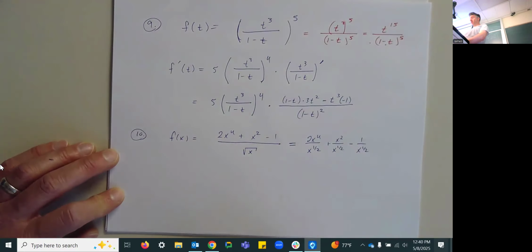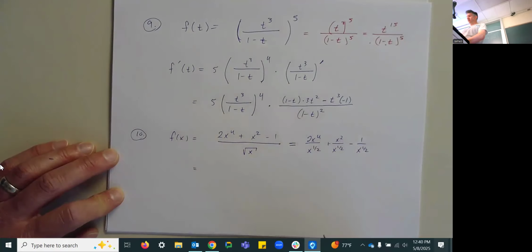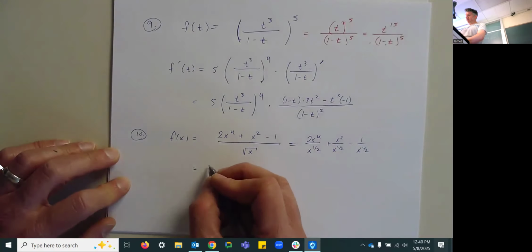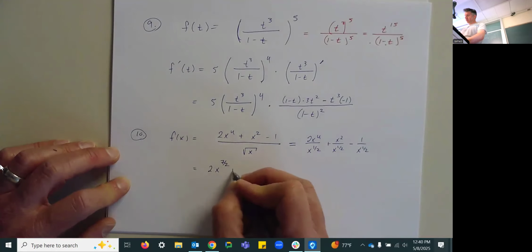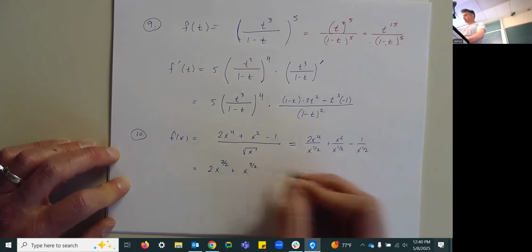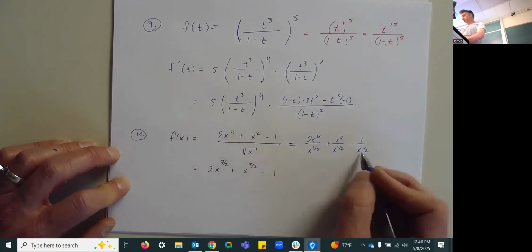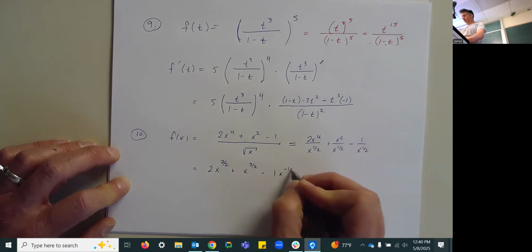And then simplify each of those fractions as, well, let's see, if we subtract the powers, 4 minus 1/2 is 3.5 or 7/2. So we get 2 times x to the 7/2 power plus x to the 2 minus 1/2 is 3/2, and minus 1, and x to the 1/2 on the bottom comes up as x to the -1/2.